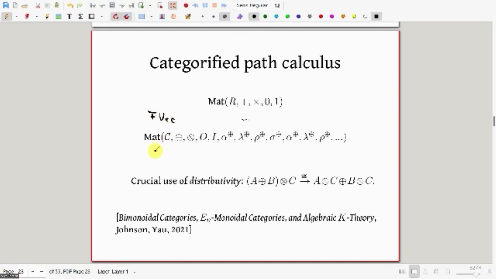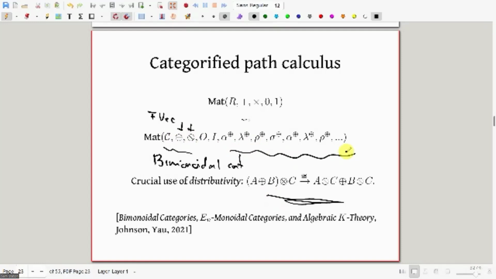In general, what we do here is not just finite dimensional vector spaces, but this stuff here is going to be called a bimonoidal category. So C is this bimonoidal category. It has two monoidal structures, and the important thing is that the multiplication distributes over the addition. And there's all this stuff that goes on and on. But fortunately, someone has worked all this out in extreme detail, and it's actually two people, Johnson and Yau.